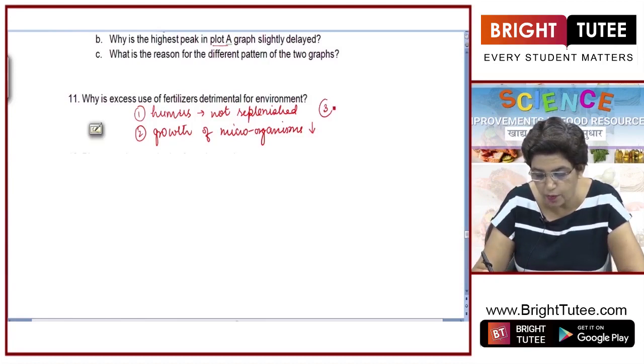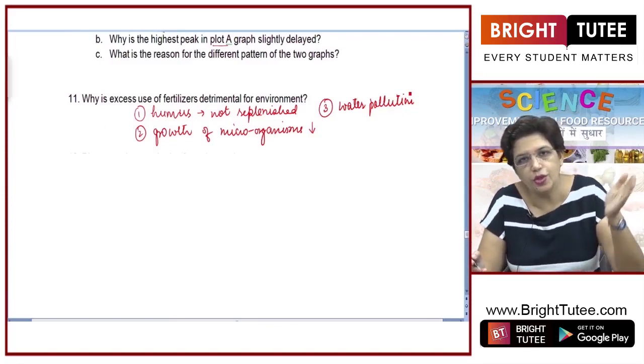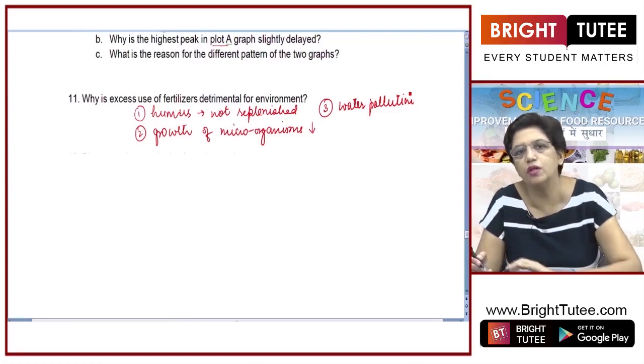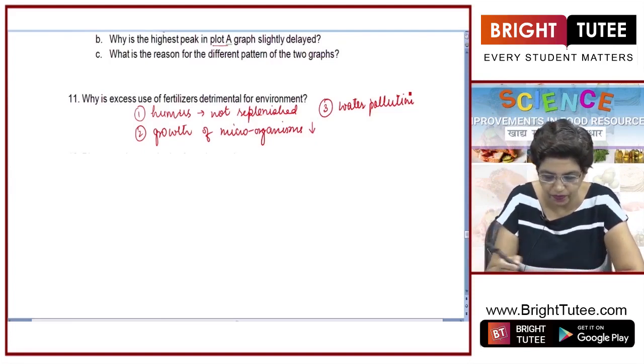And third, and very important, they cause water pollution. If excessive fertilizers are used and they are not absorbed by the plant, what will happen? During rainfall, the excess fertilizer gets dissolved in the water and flows along with the water, enters the water bodies like rivers, and pollutes these sources.